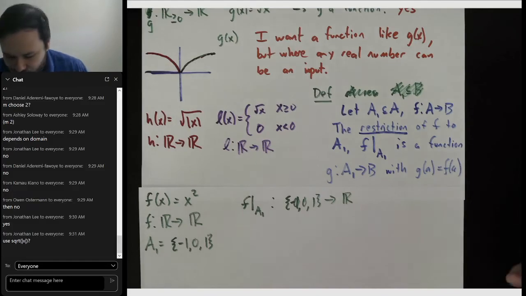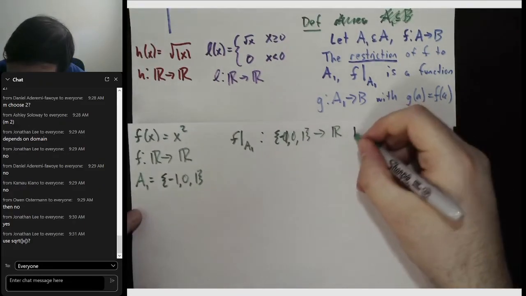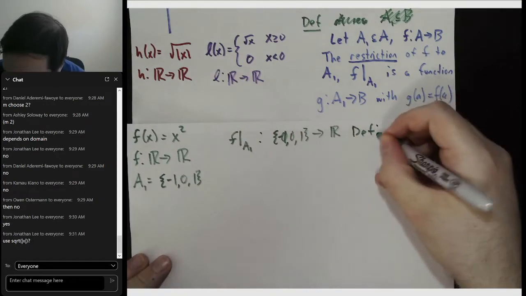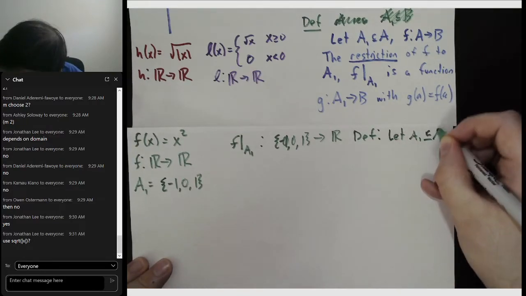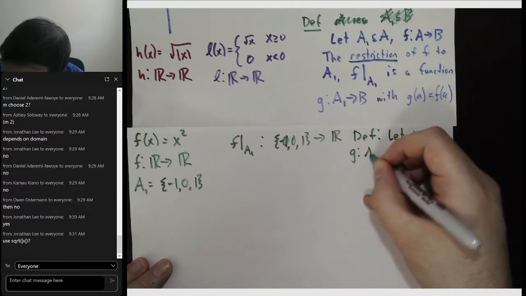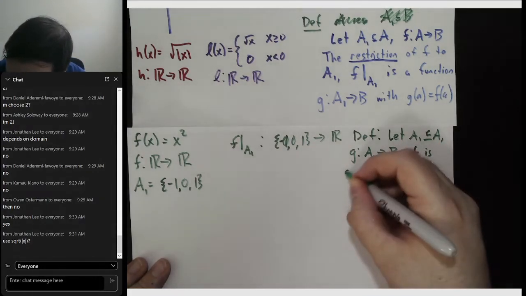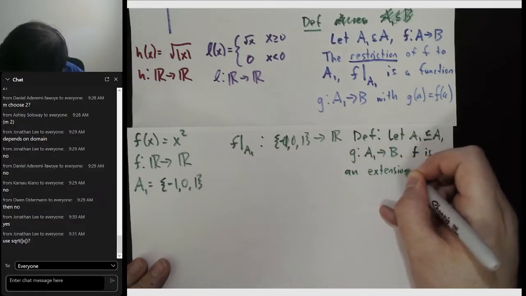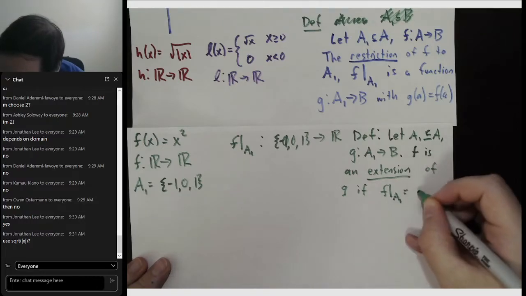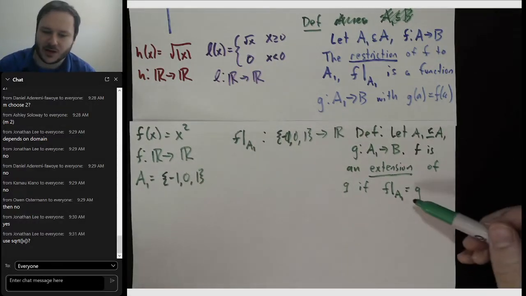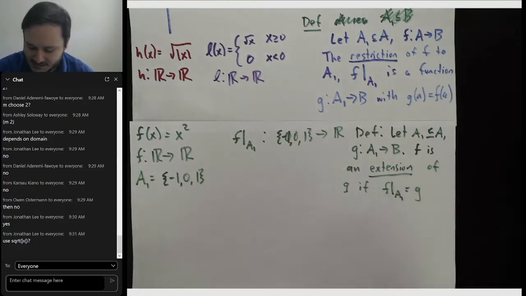And then an extension is the opposite of a restriction. So I'll continue my definition. Again, let A1 be a subset of A, and now I'm going to let g be a function from A1 to B, then f is an extension of g if f restricted to A1 is equal to g. So if when I restrict f to the smaller set, I get g, then f is an extension of g.